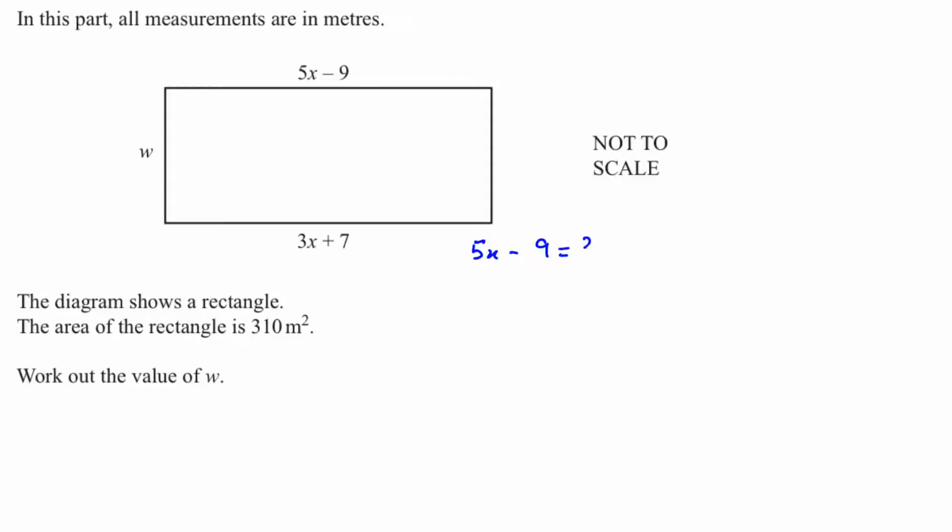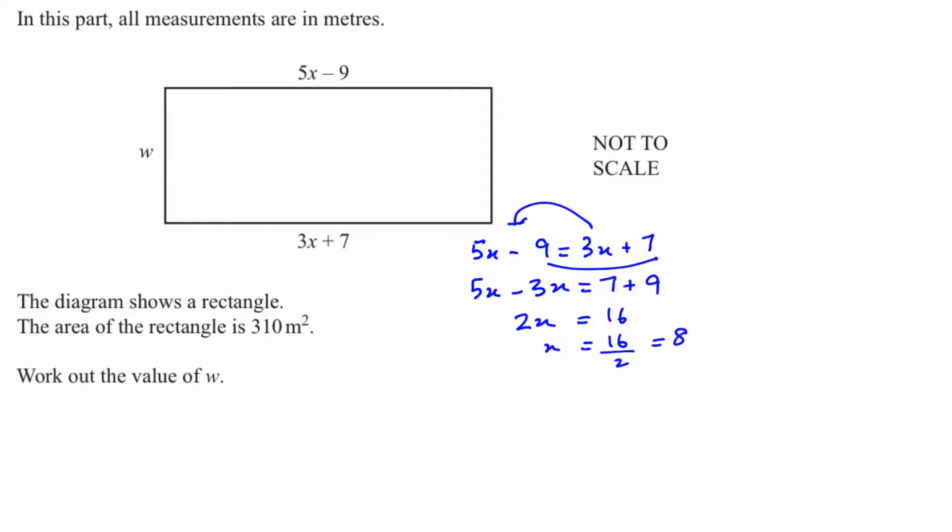5x minus 9 is equal to 3x plus 7. Bring the x's on one side. This, when you bring here, it will become -3x. And the -9, when you bring this side, will become +9. 5 minus 3, 2x. 7 plus 9, 16. X is equal to 16 divided by 2, which is 8. Therefore, the length is equal to 3 times 8 plus 7. 3 times 8 plus 7 is going to give you 31.